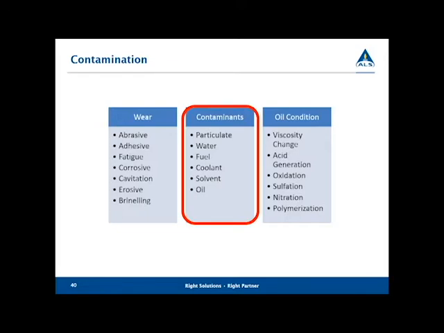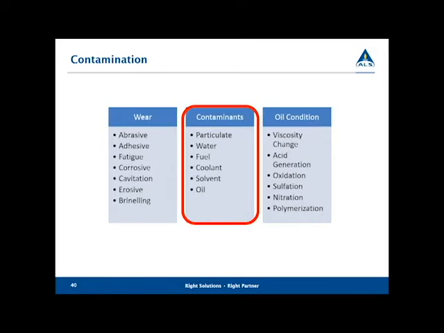And the next thing is the contaminants: particulate, water, fuel, coolant, solvent, oil. Things coming in from the outside affecting us, things generated from the internal mechanisms of the componentry, are going to have a huge influence. Obviously, particulate has a huge influence on wear. So does water. But fuel, coolant, and solvent can as well. And solvent, obviously, when things are being washed down and so forth. Oil. Now, oil is a contaminant.